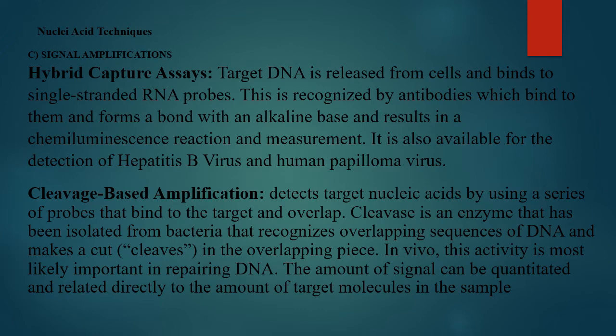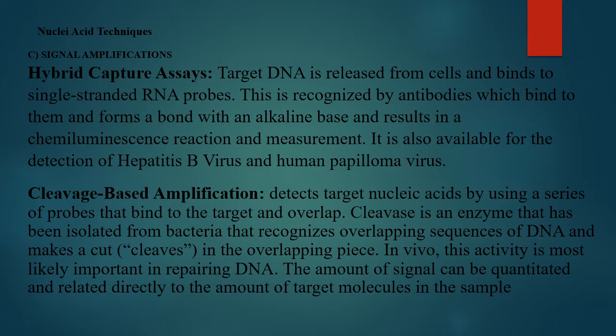Now, chemiluminescence is just creating a chemical bond that can give out a signal. So that's how the hybrid capture behaves. Target DNA from cells bound to single-stranded RNA, then recognized by antibodies. And when the bond with an alkaline base forms, then the chemiluminescence is also shown.